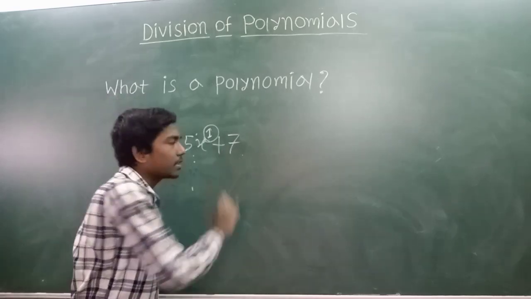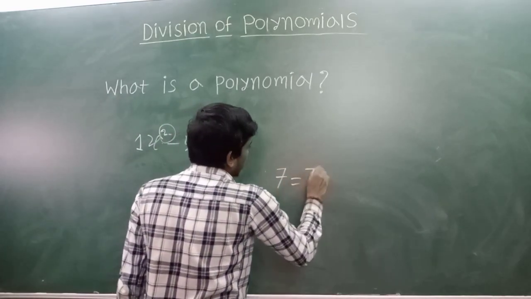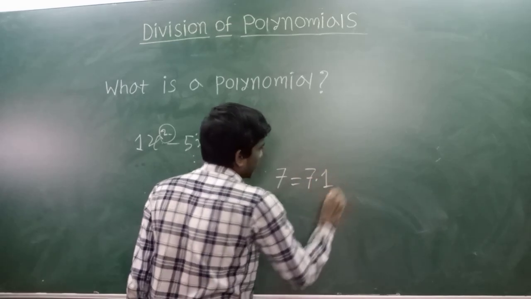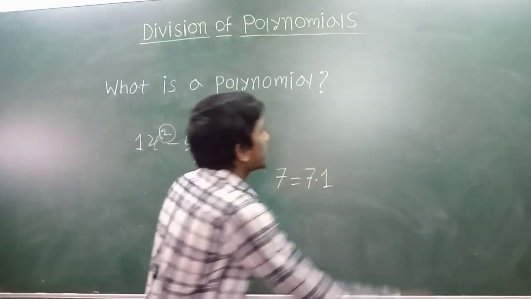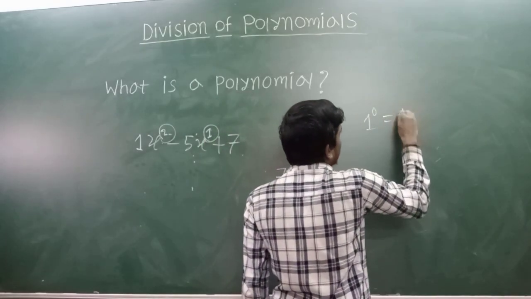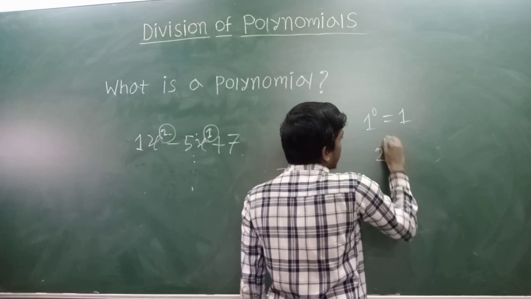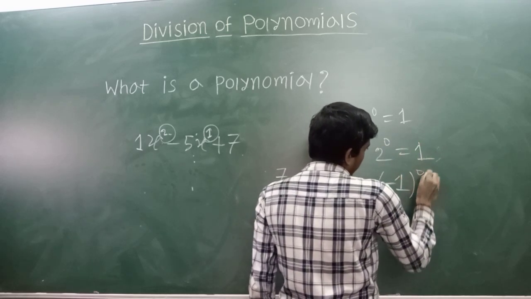So here we do not have any variables. But can we express 7 as 7 into 1? You will say yes sir, we can. Now my dear students, you know 1 to the power 0 is 1. 2 to the power 0 is 1. Minus 1 to the power 0 is 1.